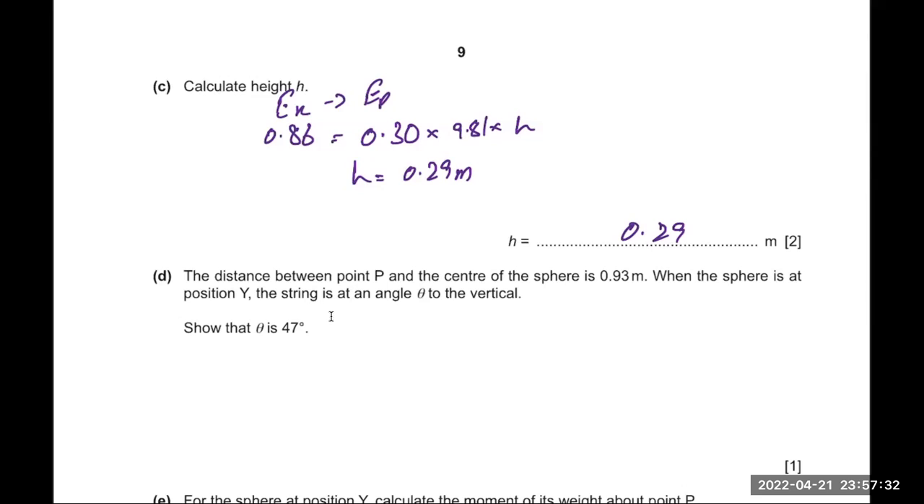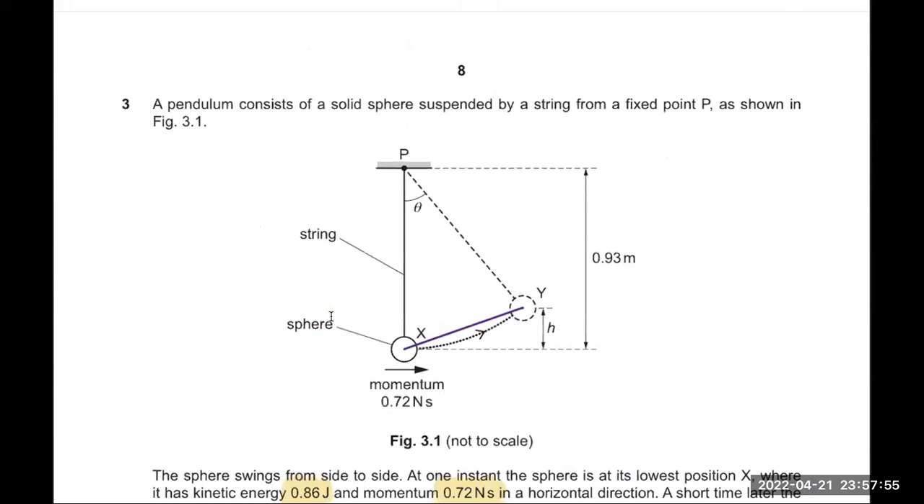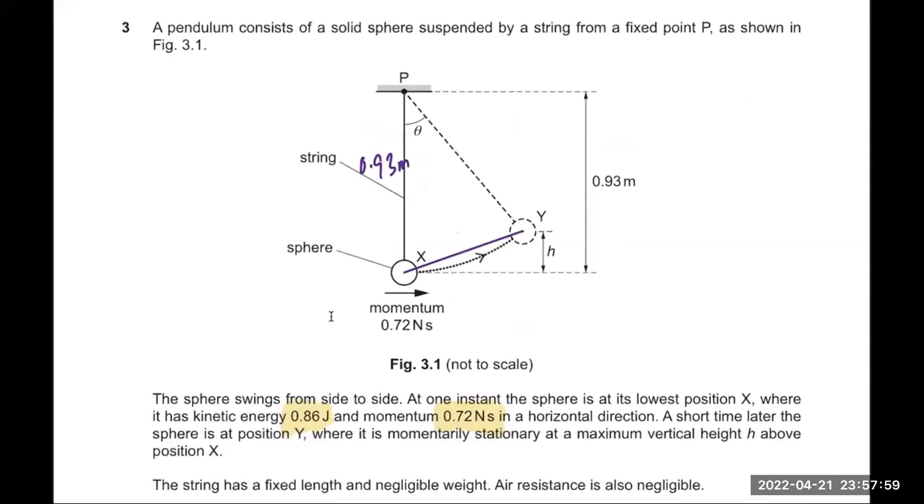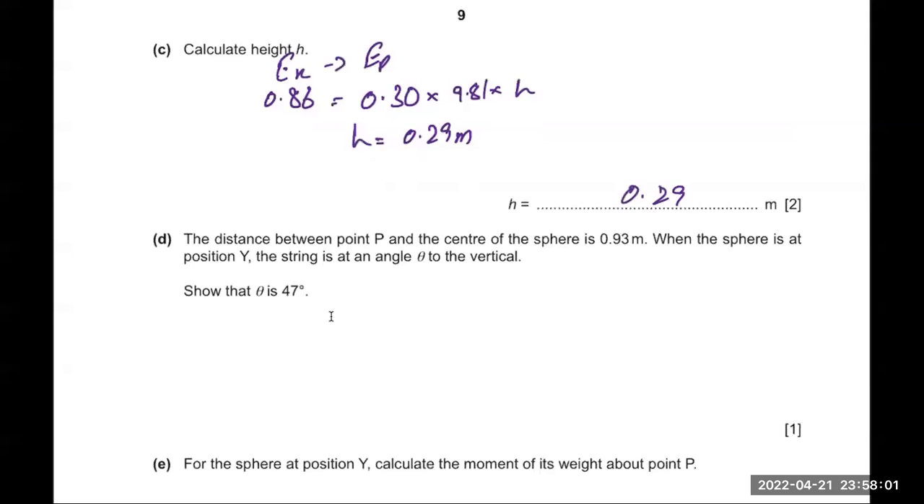The distance between point P and the center of the sphere is 0.93 meters. When the sphere is at position Y, the string is at an angle theta to the vertical. Show that theta is equal to 47. So 0.93 meters, this is from P to the center. This is what they've told us.